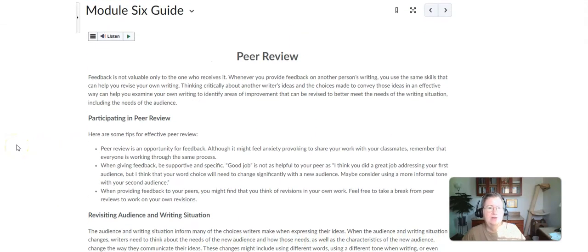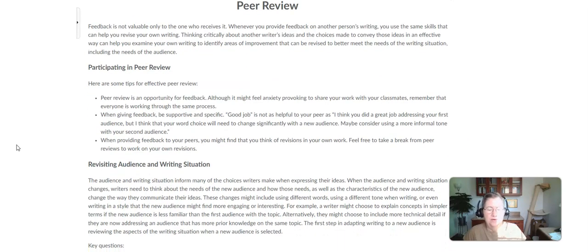The Module 6 guide is focused on peer review. This is our first experience of peer review in this course, and depending on what other classes you've taken so far at SMAT, you may have done peer review in another class. Peer review is simply having your classmates look at your work and you look at theirs and provide them with some suggestions for how to make their work better.